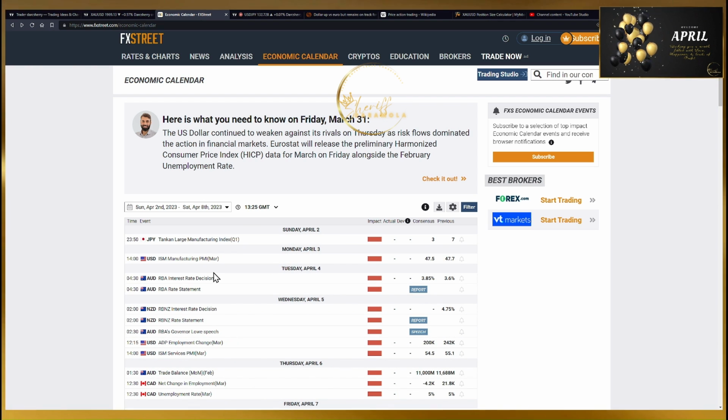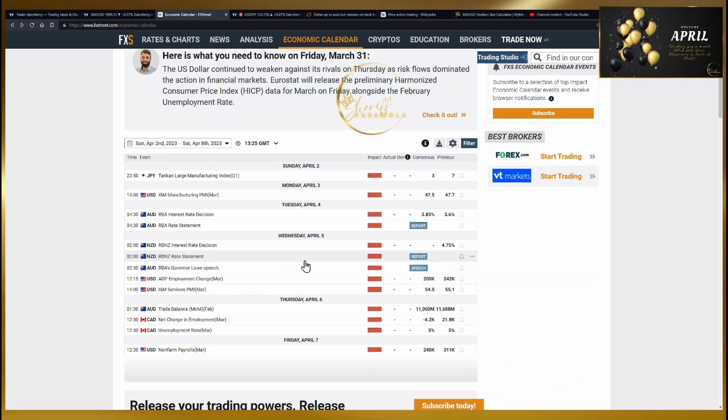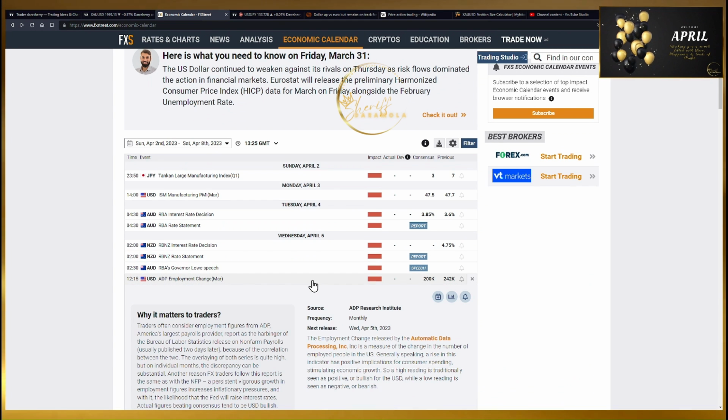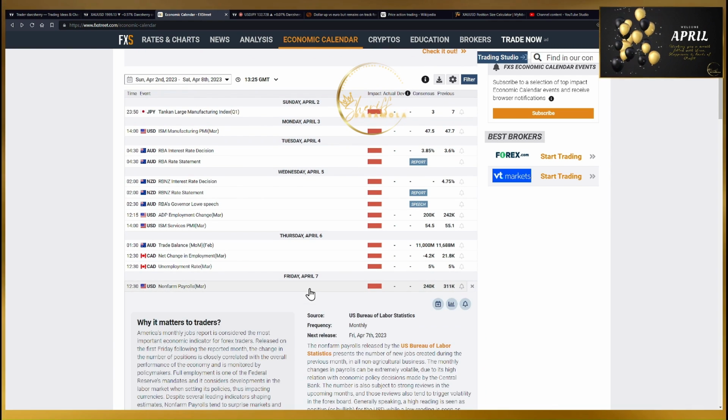And then on Monday, tomorrow, we are going to be looking forward to the ISM manufacturing PMI, which shows the business condition in the US manufacturing sector. Then on Wednesday, we are going to be looking at the ADP employment change, which is a measure of the change in the number of employed personnel in the US economy. Then on that same day, we have the ISM services PMI, which shows the business condition in the US services sector. And on Friday, we have the almighty non-farm payroll, which presents the number of new jobs created during the previous month in all non-agricultural business.